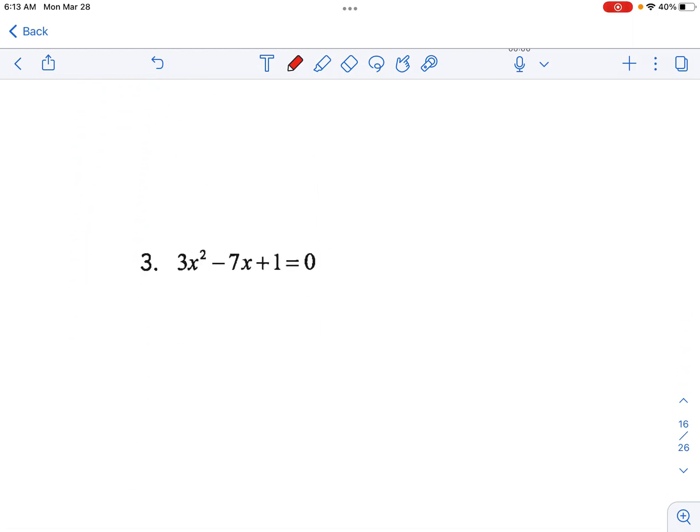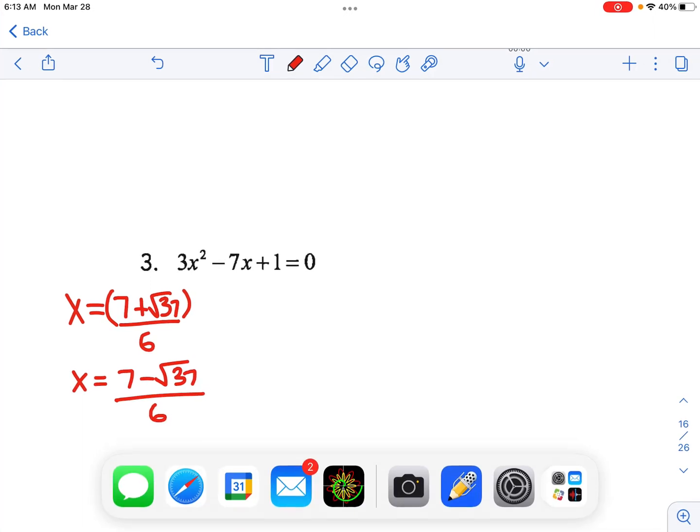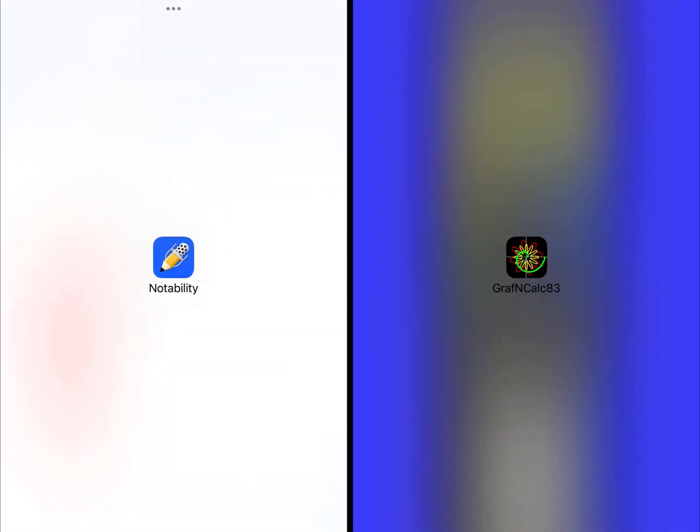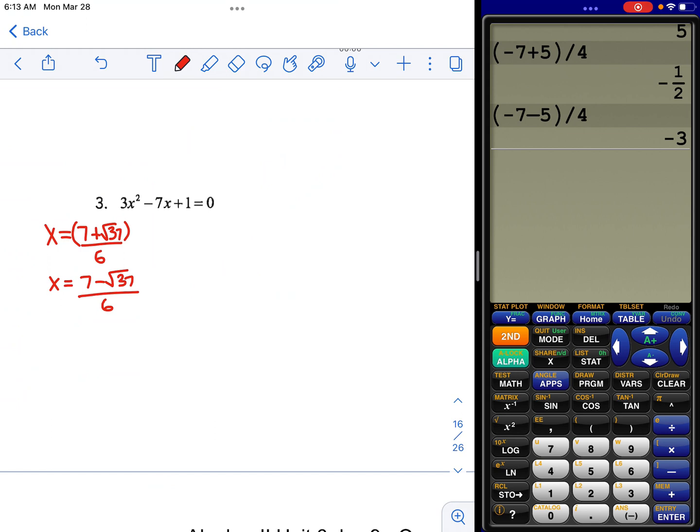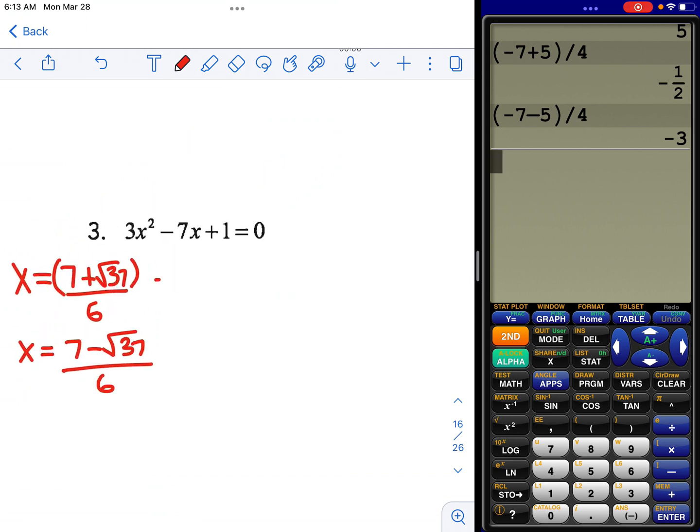And then this one, it won't have a perfect square. So when we don't have a perfect square, you can either leave it in this form, x equals 7 plus the square root of 37 all over 6, and x equals 7 minus the square root of 37 all over 6. Or you can actually give that in decimal form. And it's good to practice getting this in decimal form.